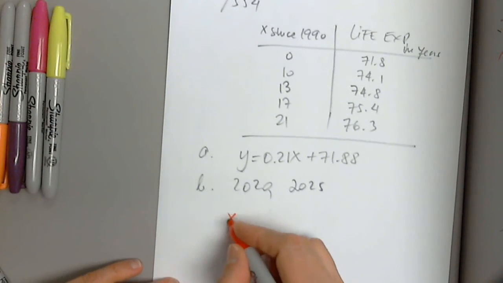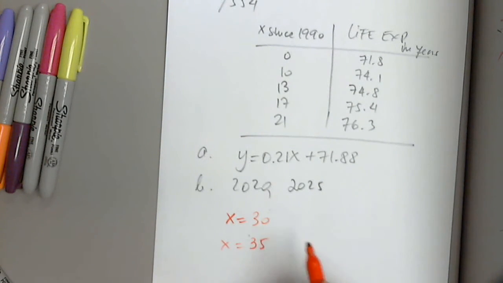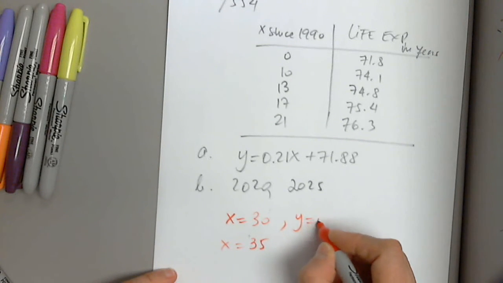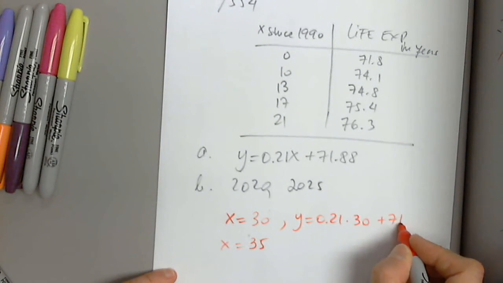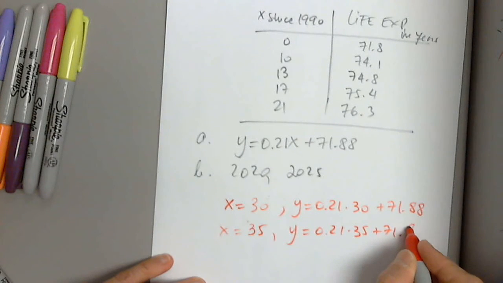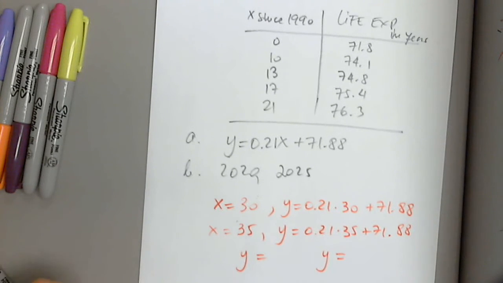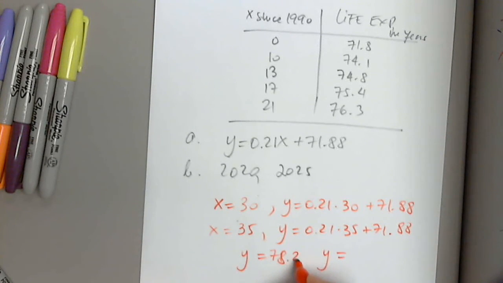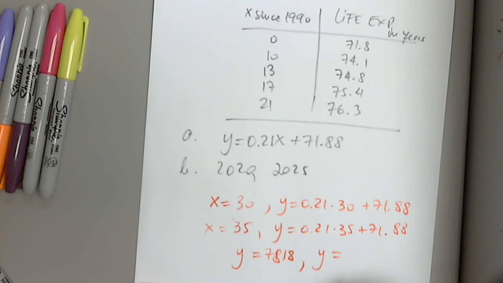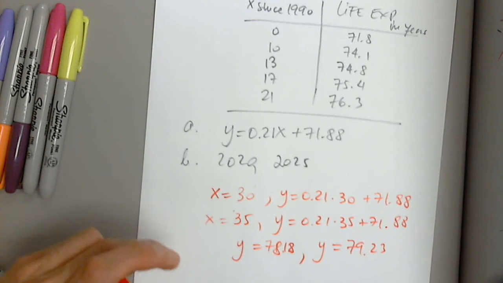So how much is X? What is X for 2020? Good. What is X for 2025? Perfect. So we have to determine Y equals 0.21 times 30 plus 71.88. And then the other one, 0.21 times 35 plus 71.88. If you want to give me those numbers, I'll put them in. First Y is 78.18. Okay. And the other one, just replace X by 35: 79.26. Good.